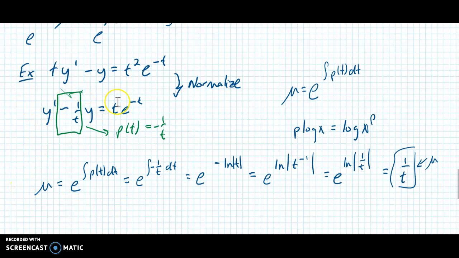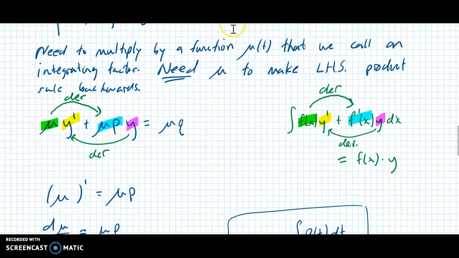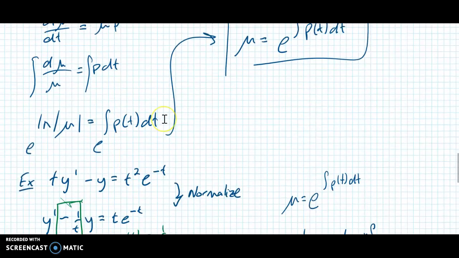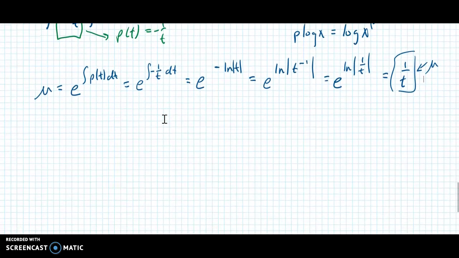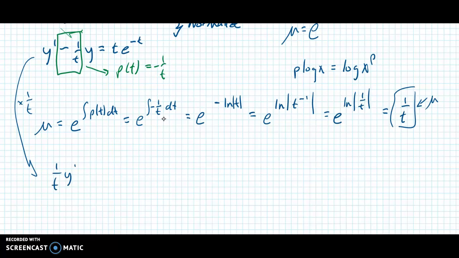That is what I need to multiply by, right? Because remember, if we come all the way up here, I needed to multiply by a function, mu of t, that we call an integrating factor. I need mu to make the left-hand side product roll backwards. So notice everything here gets multiplied by mu. So I'm going to multiply by 1 over t, because that's my mu. That gives me 1 over t y prime minus 1 over t squared. That doesn't look good. I don't like that.